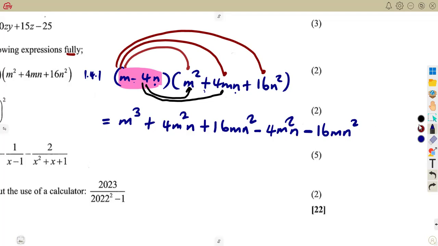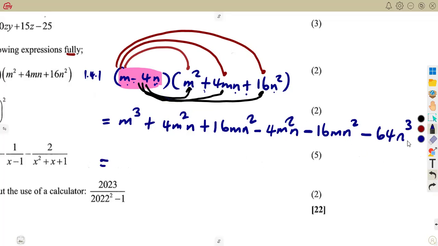You move on to the other part that is minus 4n. It multiplies the last term there. So take note of the sign, minus to a plus, that's a minus. Then the numbers, 4 times 16, that's 64. Then n and n squared, just like m and m squared, it gave us what? To the exponent of 3. So it will give us to the exponent of 3. So this one is n and n squared, so that's to the exponent of 3.